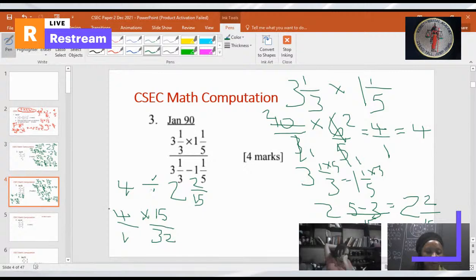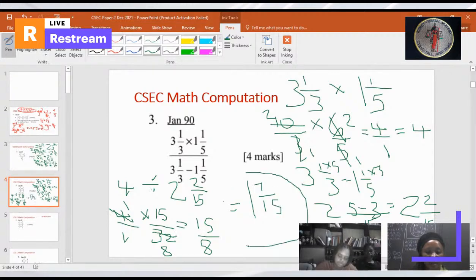4 goes into itself once. 4 goes into 32, 8 times. 1 time 15 is 15 over 1 time 8 is 8. So 15 over 8 is 1 and 7 over 8. This is our final answer here.